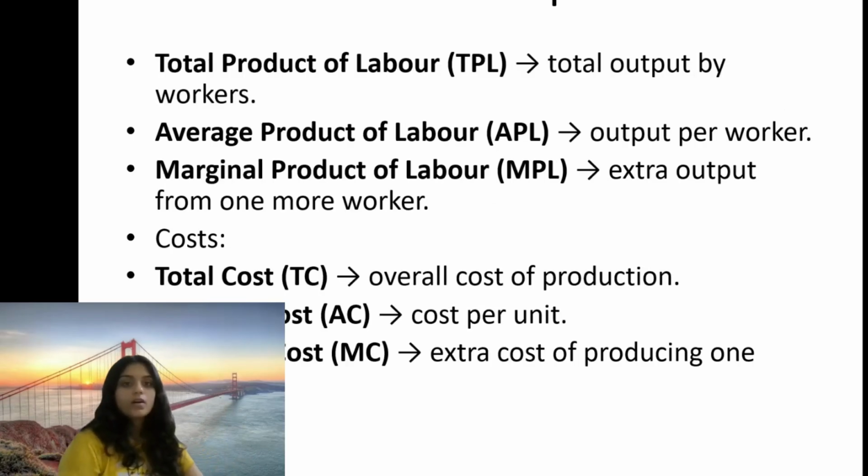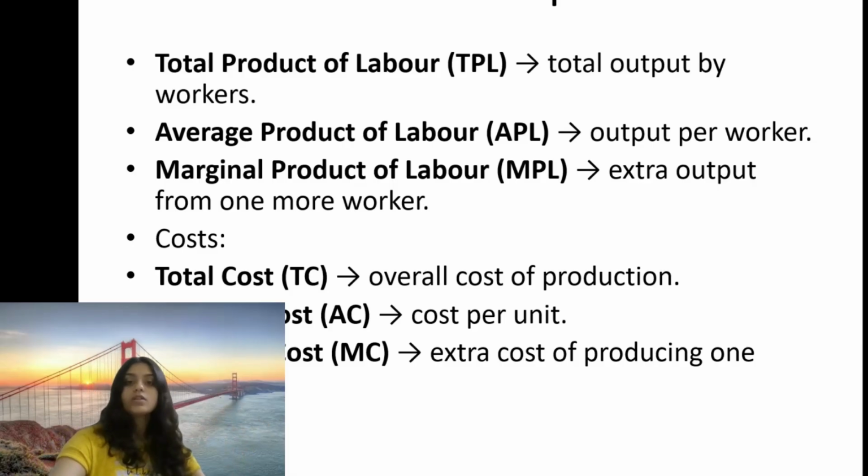Next, we have total product of labor, average product of labor, and marginal product of labor. Total product of labor, as it says, is the total output of all the workers in your company. Average product of labor is output per worker. And marginal product of labor means the extra output from one more worker that you have hired.